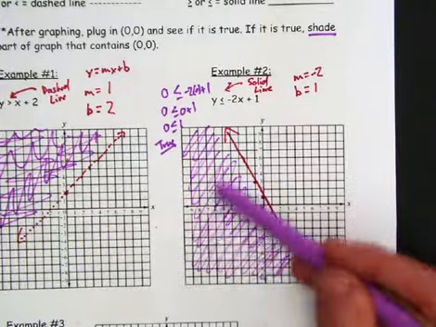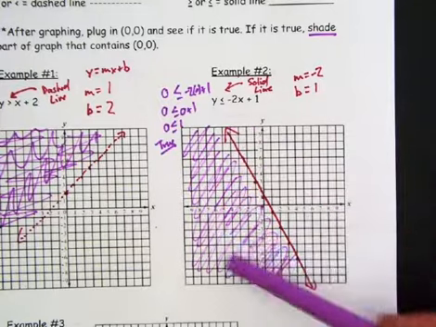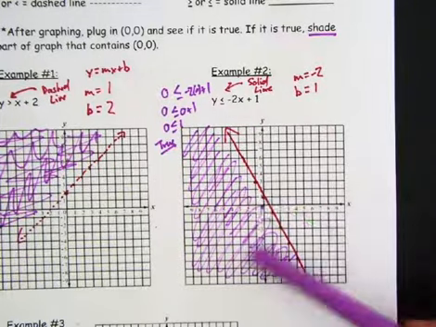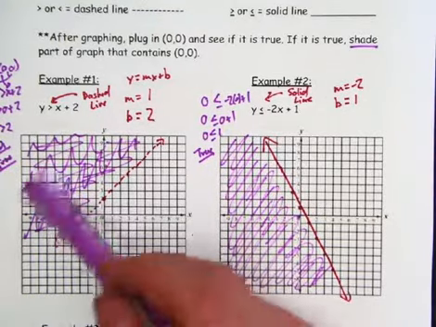So all of these points over here actually satisfy this inequality. All of these are true. 0, 0 is true along with everything below the line. Over here, everything above the line was true.